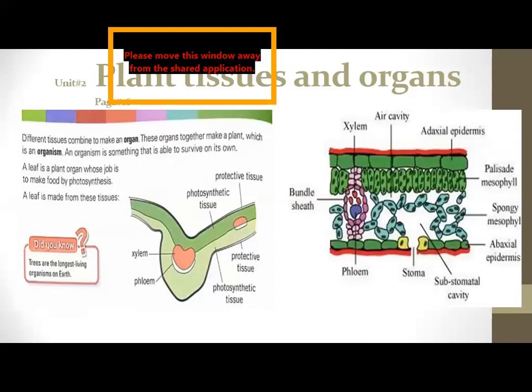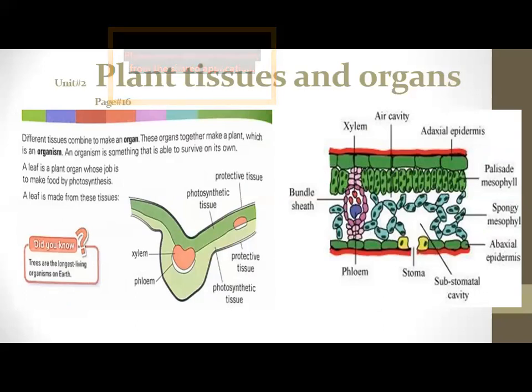Plant tissues and organs. This is your book literature, so I will read it and I will also explain this to you. Different tissues combine to make an organ. Organs together make a plant, which is an organism, something that is able to survive on its own.